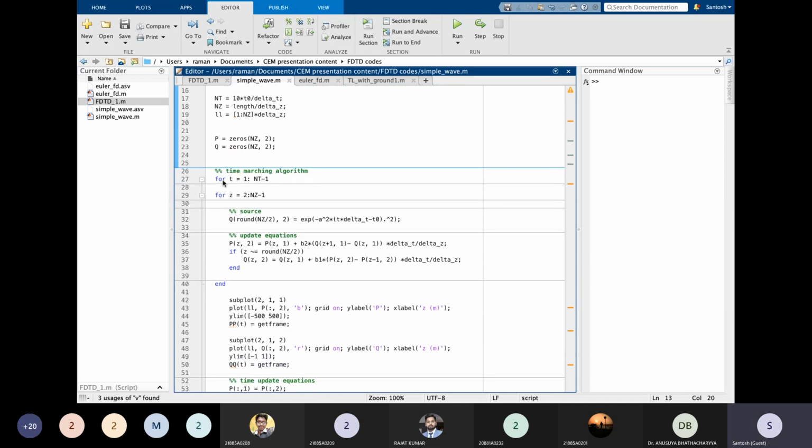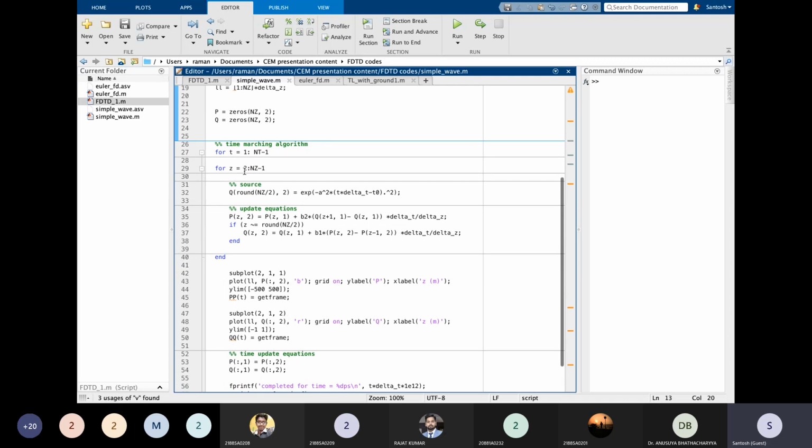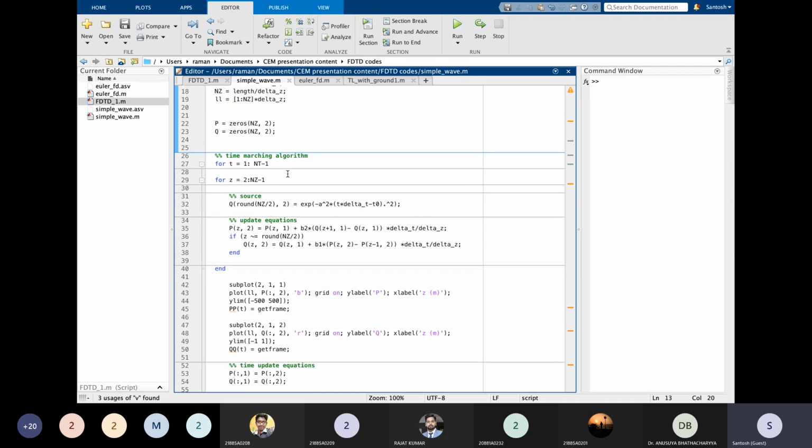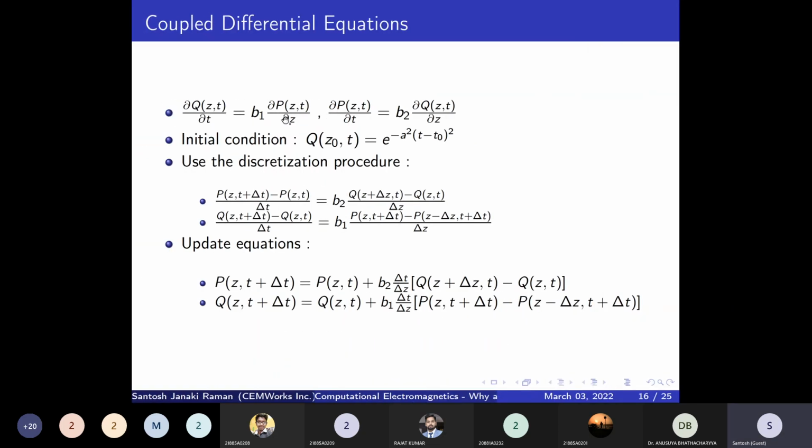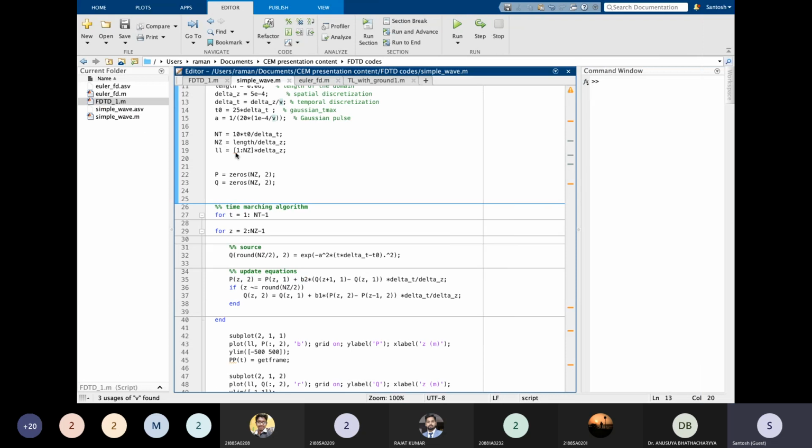And now we do the usual temporal time marching routine. That is, you start from t equal to 1 to nt minus 1 or nt, whatever you want, and z should be 2 to nz minus 1. Nz is the number of spatial steps, right? Because you want to find the solution at some z values, so that span of z is given by nz, your number of spatial points. Similarly, the number of temporal points, at how many time values you want to find the solutions, that is nt, right? And I used nt and nz as some multiples of delta z and delta t.